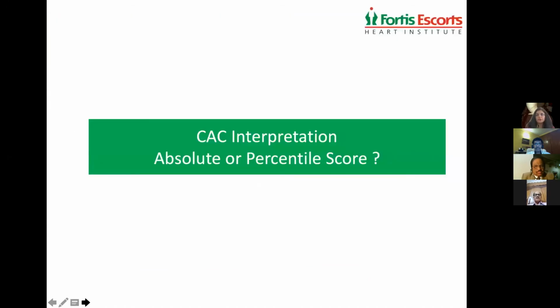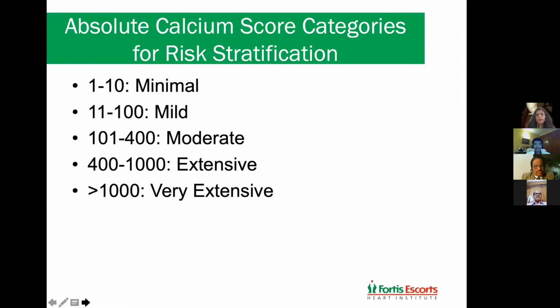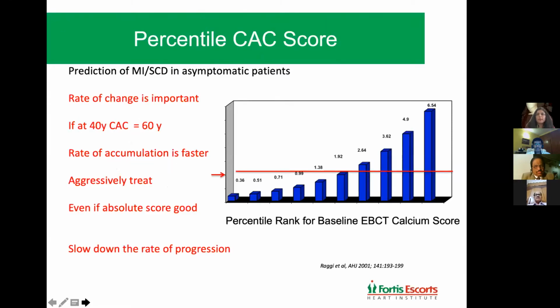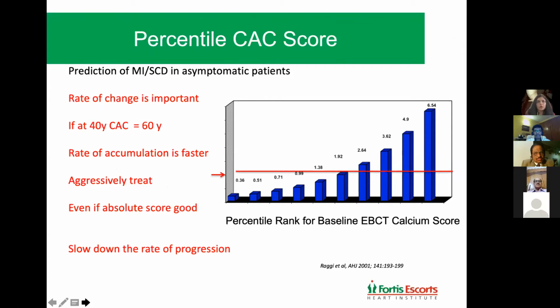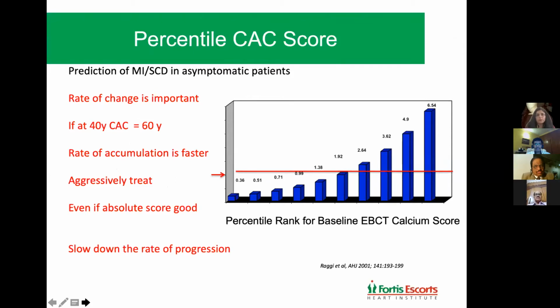So how should we be interpreting the calcium score? We have two ways, the absolute or the percentile score. While absolute risk stratification categories do exist, what we're really interested in is the percentile score, because it's the rate of change which is important. If at 40, the calcium score is that of a 60-year-old, then the rate of accumulation is faster. We want to aggressively treat it. And even if the absolute score looks good, we need to slow down the rate of progression.